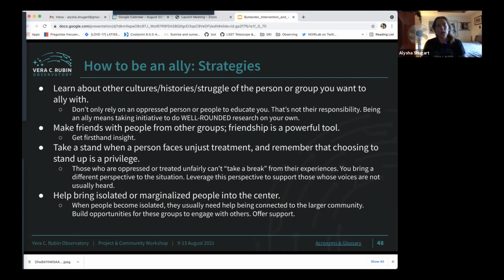To be a good ally is you doing a lot of the work yourself to learn about other cultures, histories, or struggle of the people you want to ally with, right? And a lot of that work comes from doing well-rounded research on their own, really trying to understand the work culture they want to improve, really understanding the people they want to help, right? That's the work of being an ally, not just taking a class.